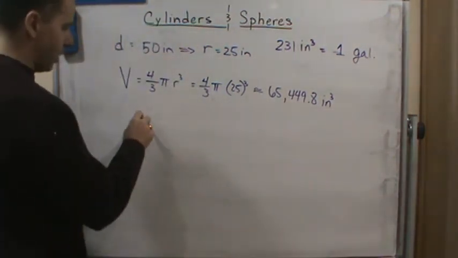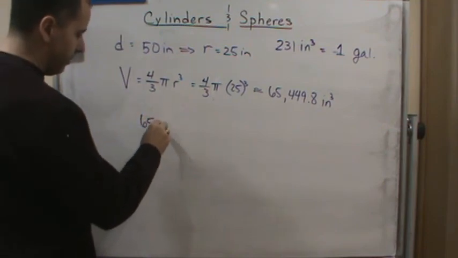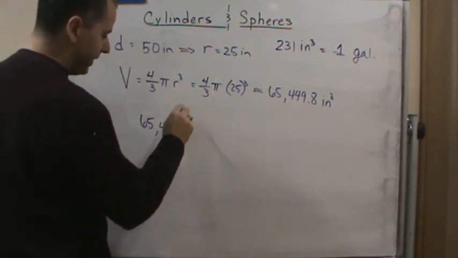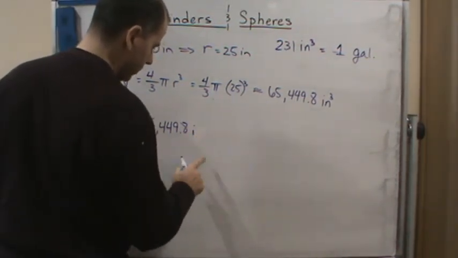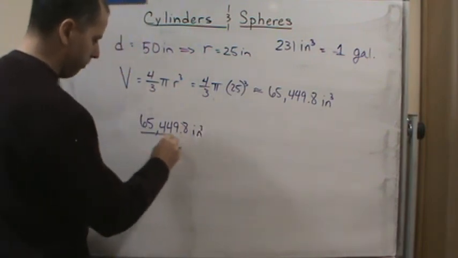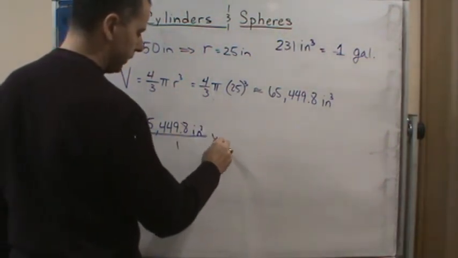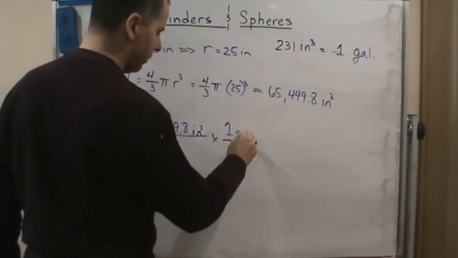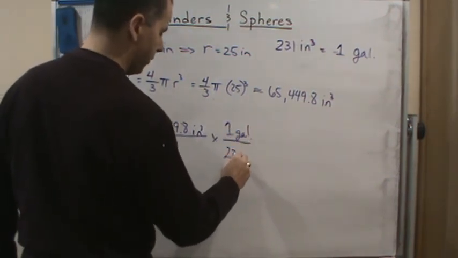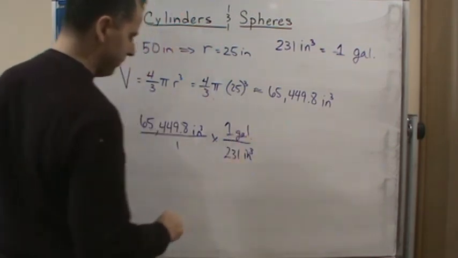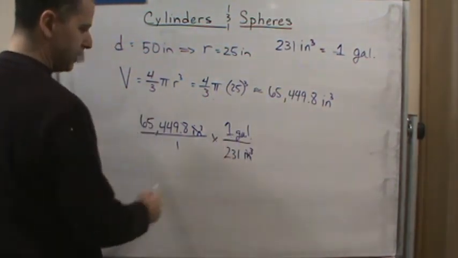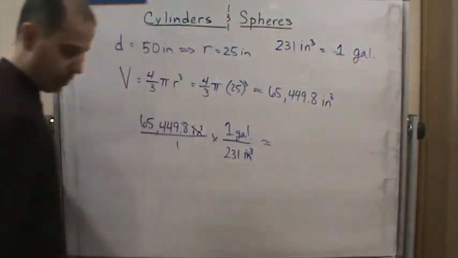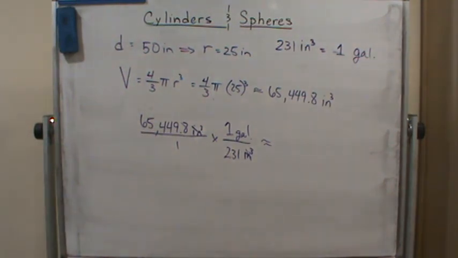Okay, so again, I would start with 65,449.8 cubic inches. Okay? And I want to convert this to gallons, so I'm going to have gallons on top. So 1 gallon is the same as 231 cubic inches. So cubic inches cancel. So now I'm going to divide. So I would take whatever my answer is, divide by 231. And so again, whatever my answer is, I'm going to round that to the nearest gallon, because that's what they asked for.